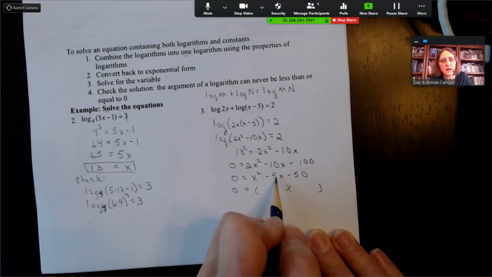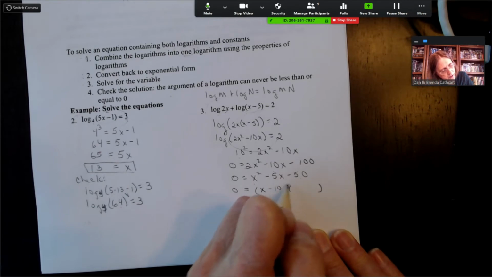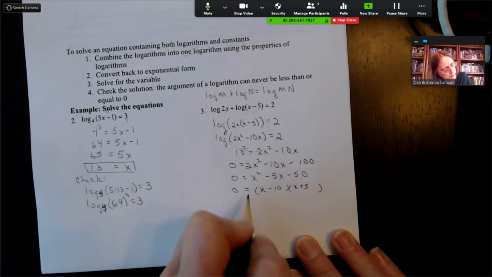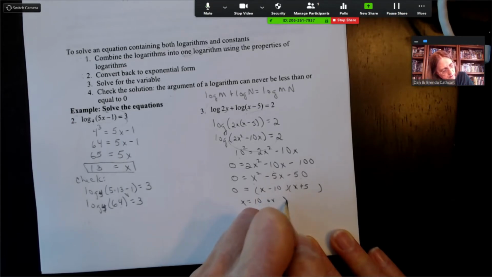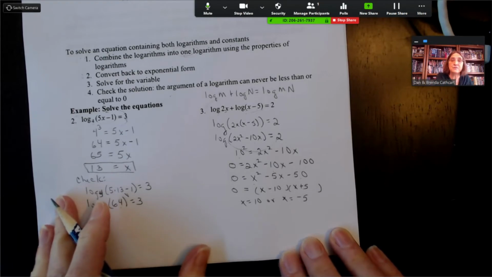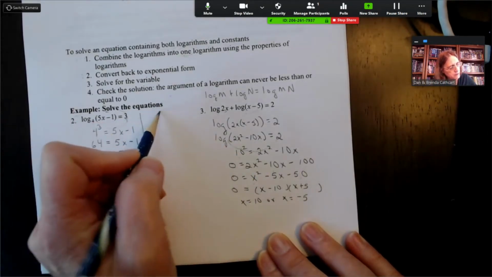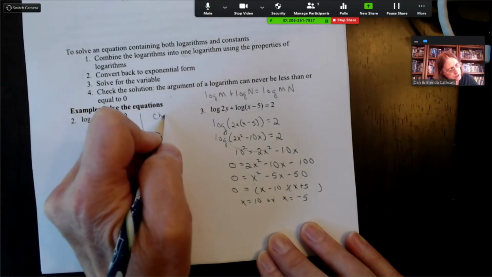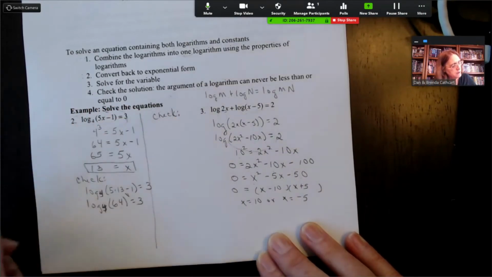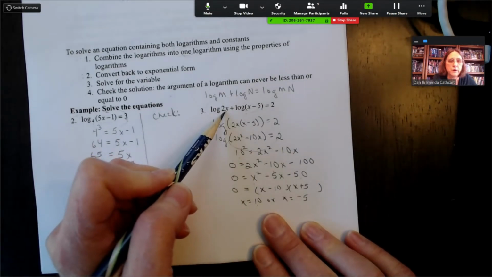Factors of 50 that add to negative 5 would be negative 10 and 5. So I have x minus 10 times x plus 5. Setting each one equal to 0 gives us x equals 10 or x equals negative 5. Now I need to go back and I have to check. Can't leave that check out. So let's go ahead. I've got a little bit of room over here. Let's check number 3 on this side here by putting 10 back into our original equation.